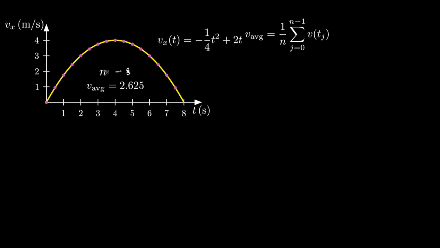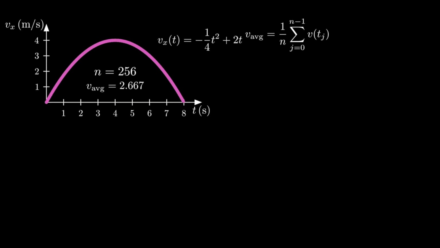Let's sample 16 points in the graph equally spaced in time. Repeat this for 32 points, then 64 points, 128 points, and 256 points. You notice that it appears that our approximation of the average velocity is converging on a fixed value.